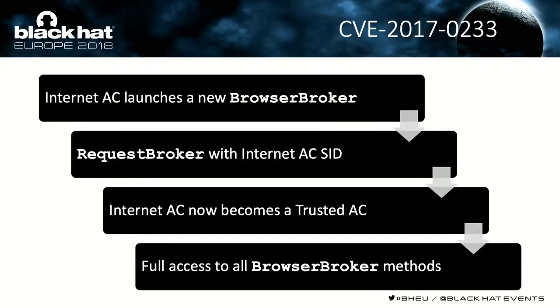Now, the vulnerability is very obvious. Although an internet renderer couldn't access sensitive methods in the existing browser broker, amazingly, it is allowed to launch a new browser broker. If the renderer then calls the request broker with the internet AC seed, the internet AC would become a trusted AC to this new broker, and the renderer could call almost all broker methods.